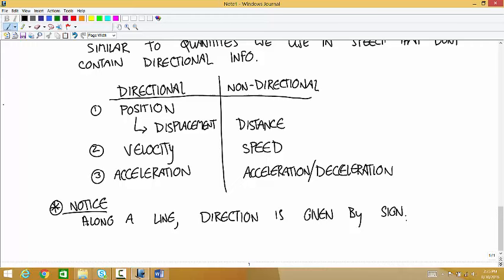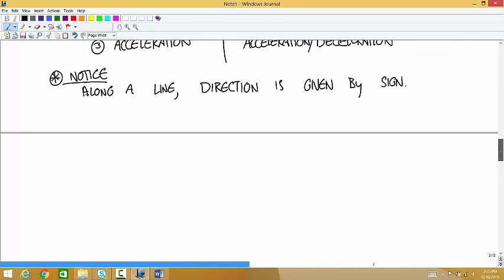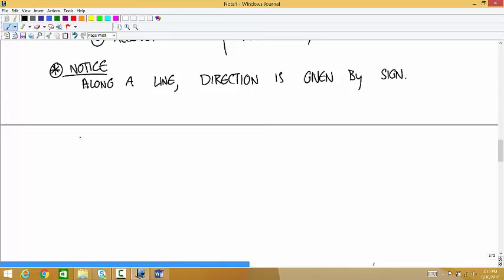So you have to choose in every case before you can come up with meaningful numbers. You have to choose what's going to be your positive direction and what's going to be your negative direction. But once you choose those, a positive answer for displacement means this way, a negative answer for displacement means that way, and so on. Okay, so anytime you see a sign when you're talking about kinematics along a line, that sign is what's giving you the directional information.